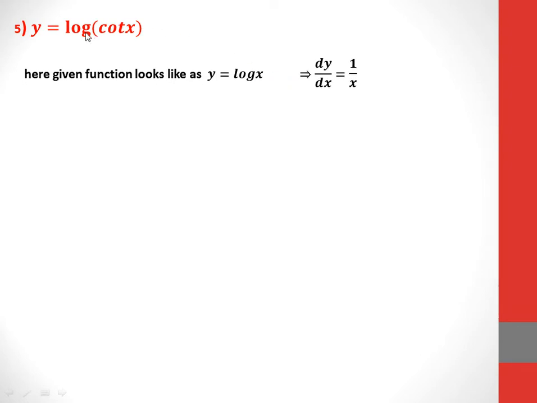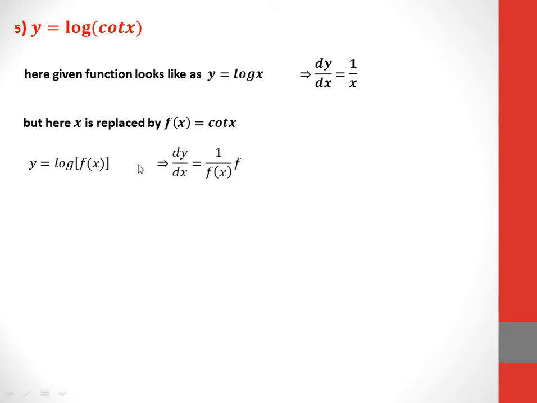Okay, now it is log of cot x. So x is replaced by cot x. X is replaced by f of x is equal to cot x. So the given function becomes log of f of x. Now the derivative of log x is 1 upon x. Now what will be the derivative of log of f of x? It is 1 upon f of x into f dash x. Okay, so this is the chain rule.